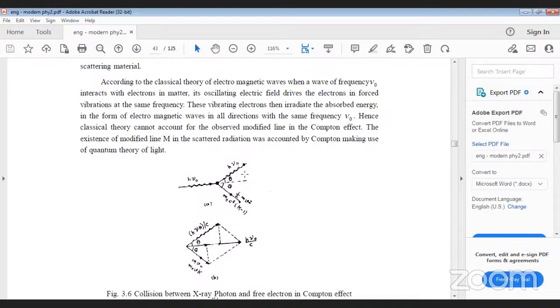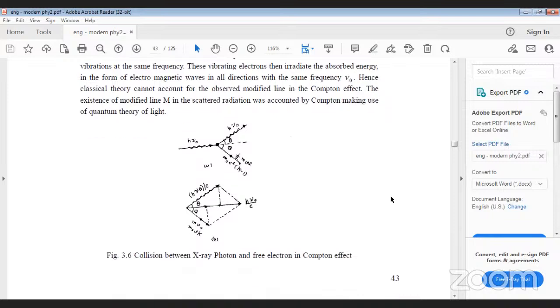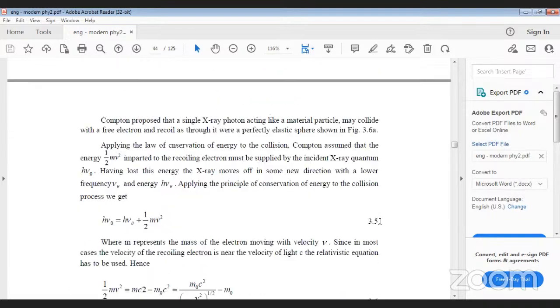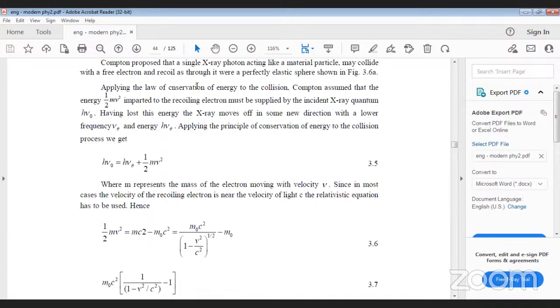Okay, so the existence of the modified line M in the scattered radiation was accounted for by Compton, making use of the quantum theory, not by the classical theory. So incident radiation h nu naught, here h nu theta in another direction. Okay, radiated of m c square along with that, which is going to be deviating here. So you can have the conservation of energy in the collisions.